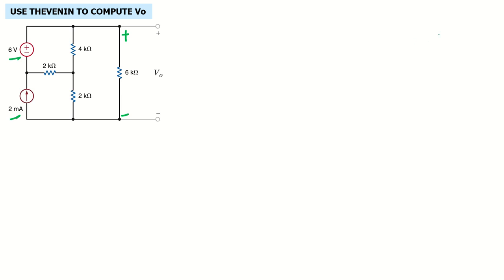Let's do the first step. Take out our load, which is the 6 kilo ohm, and place it outside of the circuit. So we want to calculate the V out here. Next, we need to find R Thevenin, and we need to find the open circuit voltage, or V Thevenin.